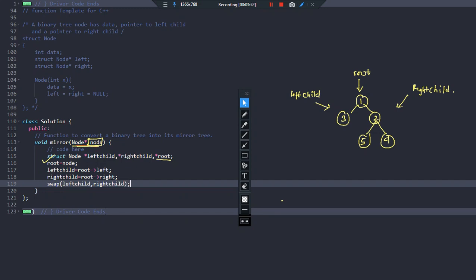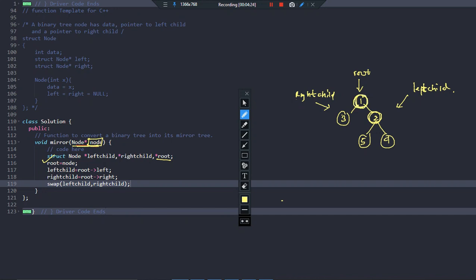We know that left child and right child are both pointers. Left child is storing the address of this node, and right child is storing the address of this node. If I interchange, then left child will store the address of this node and right child will store the address of that node. So after swapping, left child is now storing the address of the right node, and right child is storing the address of the left node. Done.